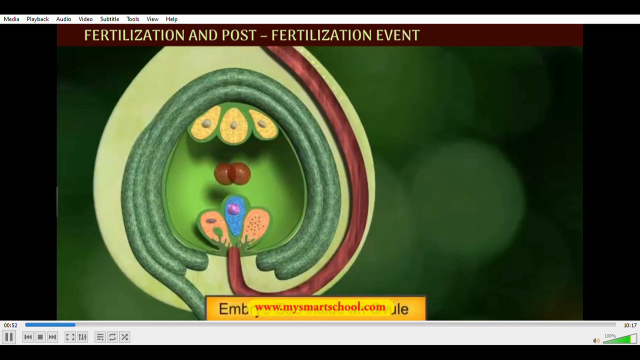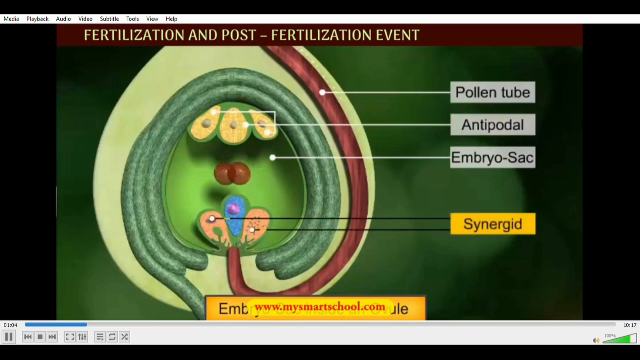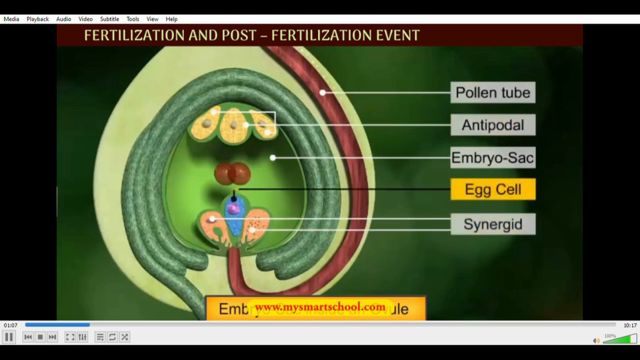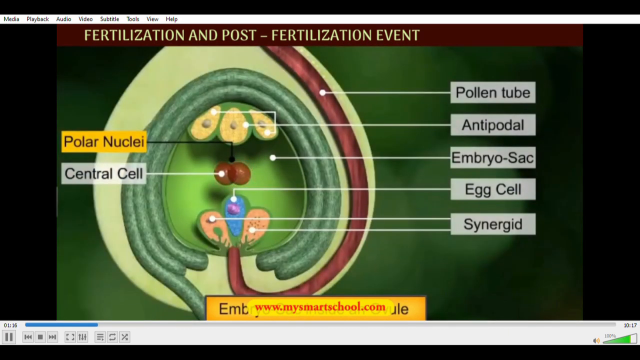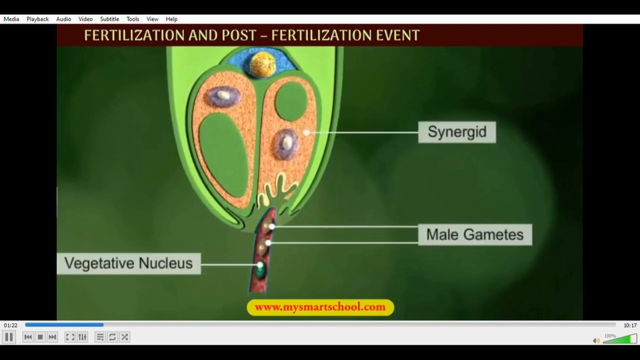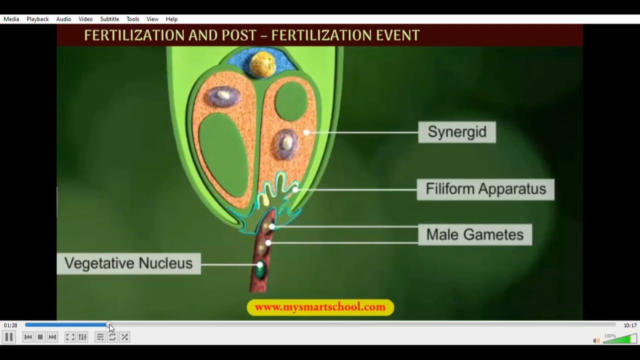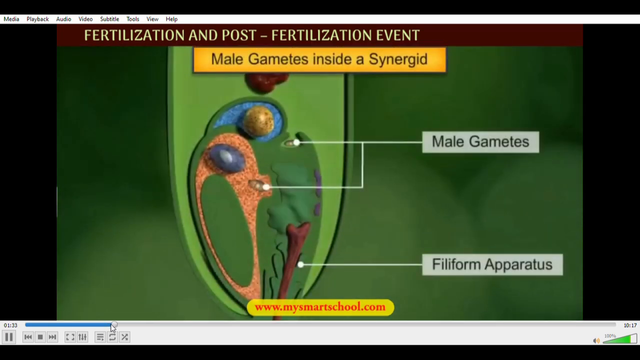Inside the ovule, the pollen tube encounters the embryo sac, the female gametophyte containing 3 antipodals, 2 synergids, an egg cell, and a central cell with 2 polar nuclei. The pollen tube now enters one of the synergids through the filiform apparatus, during which it ruptures and releases the male gametes into the synergid's cytoplasm.